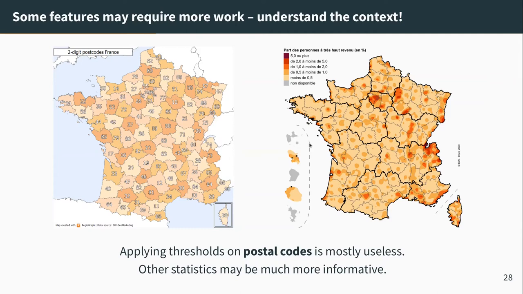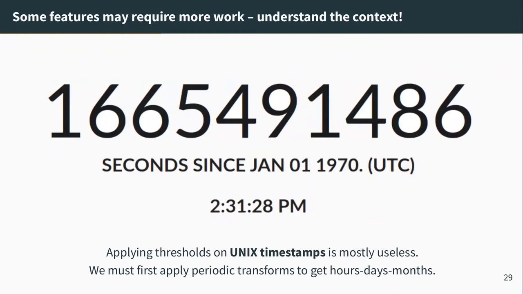Finally, another very common type of data that you're going to encounter is timestamps. Every time you create a poll in Google Forms, you're going to get timestamps. And applying a threshold on those kinds of unique timestamps, which count how many seconds passed since January the 1st, 1970, is going to be totally useless. If you want to do interesting things with times, you first have to apply periodic feature extractors that turn this big number into a number about years, a number about months, a number about hours. But as soon as you start to think about real issues, you see that you have to do some kind of feature engineering to make it work.